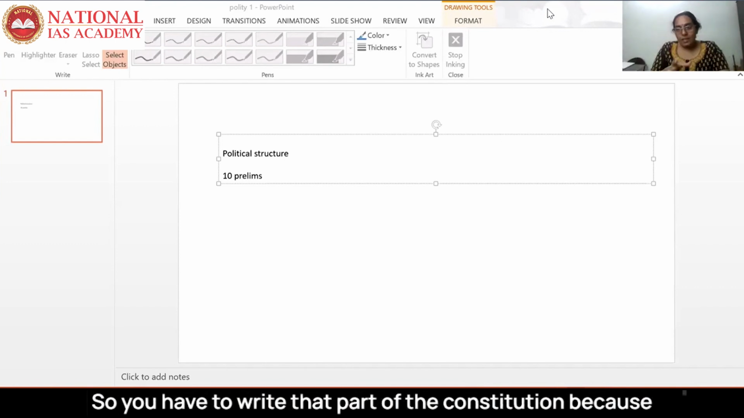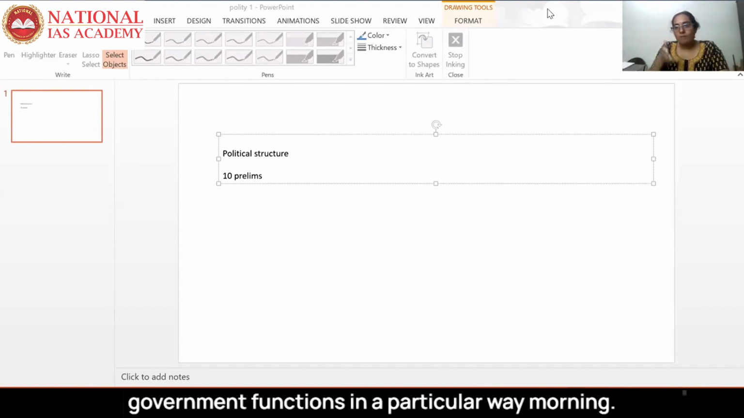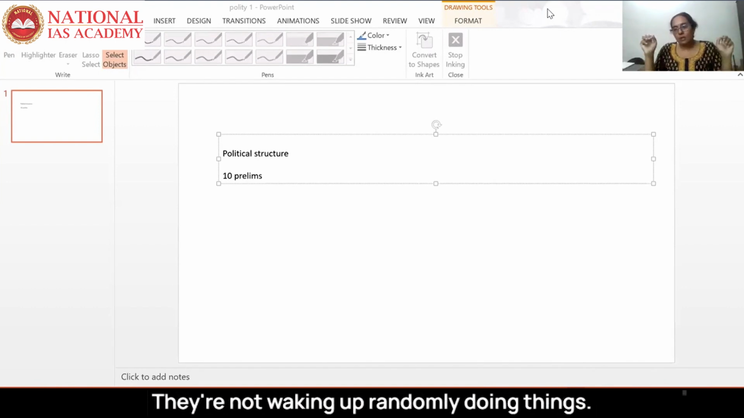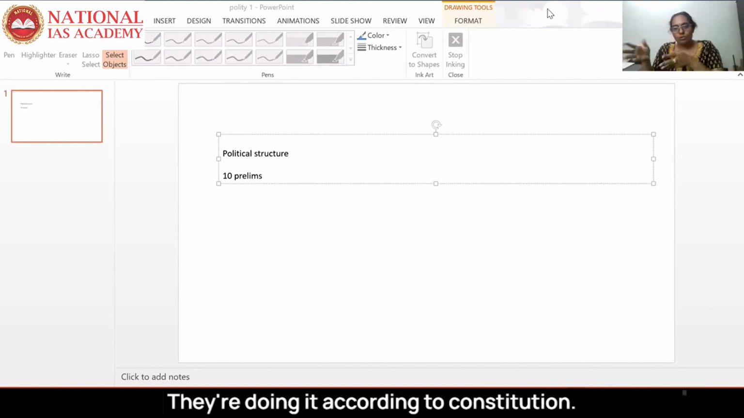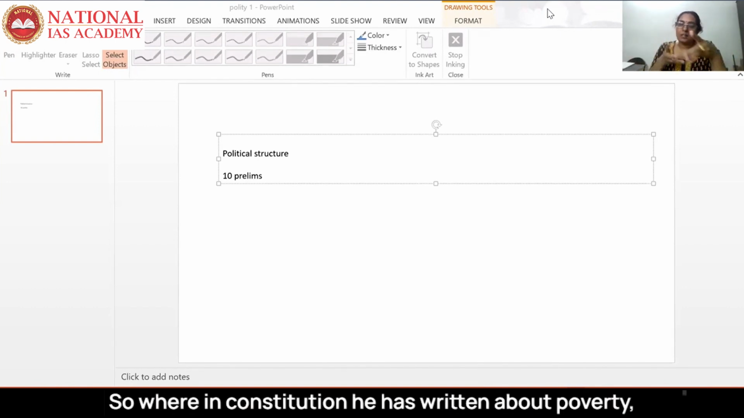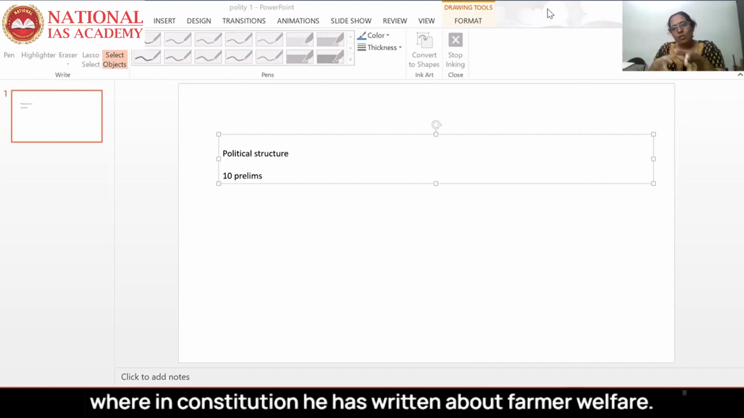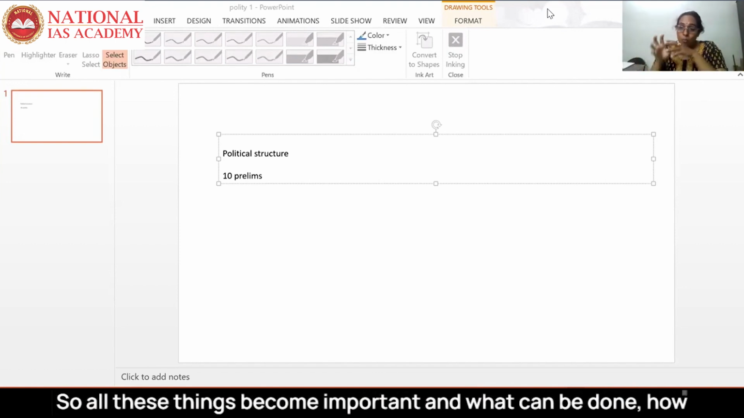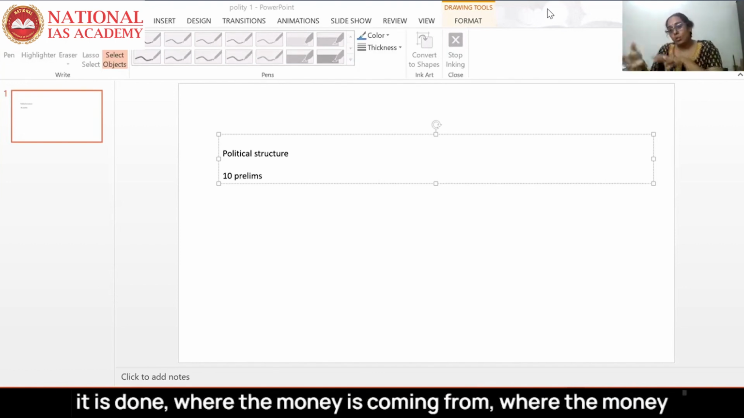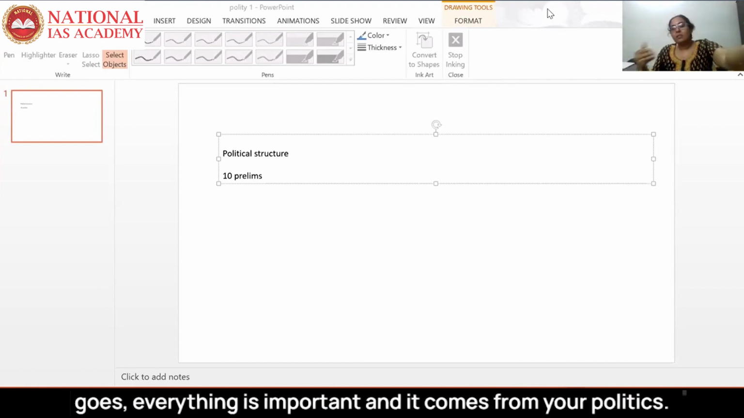So you have to write that part of the constitution, because government functions in a particular way. In the morning, they are not waking up and doing things randomly. They are doing it according to the constitution. So where in the constitution has he written about poverty? Where has he written about agriculture? Where has he written about farmer welfare? All these things become important, and what can be done, how it is done, where the money is coming from, where the money goes, everything is important, and it comes from your polity.